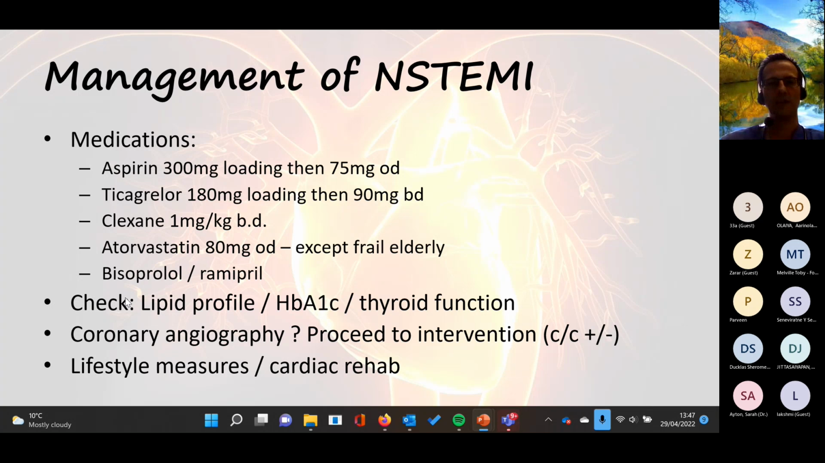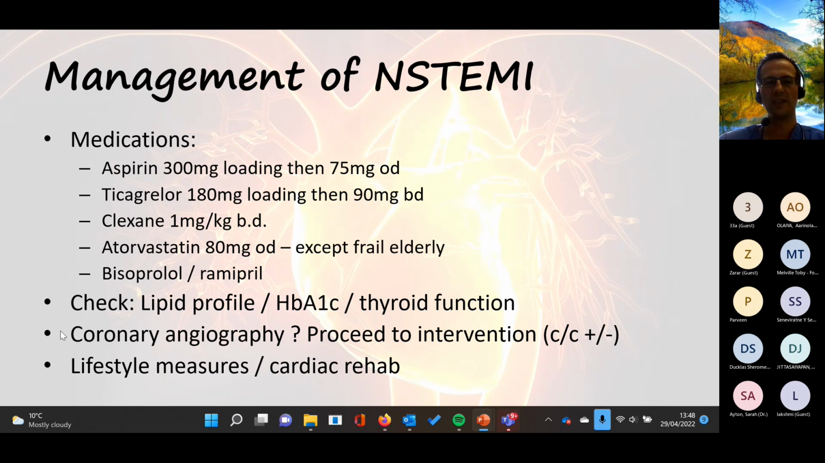All patients coming in with an NSTEMI need to have their lipid profile, their HbA1c for diabetes, and thyroid function checked. If it's been done in the last few months, then that doesn't need to be repeated, but if not, it needs repeating. And if they've got an NSTEMI, we should think about proceeding to coronary intervention. Not all patients, some people, the risks of proceeding are going to be greater than the benefits. So that needs careful consideration with our frail patients.